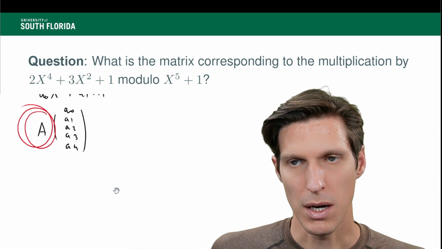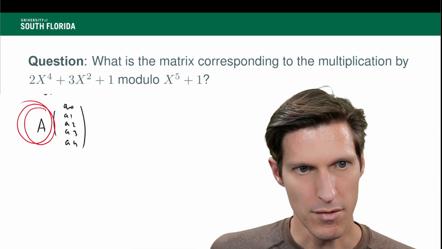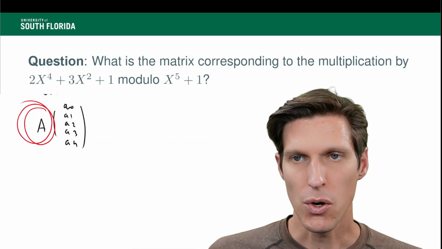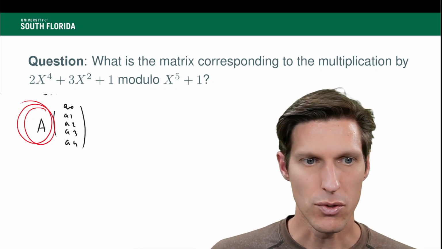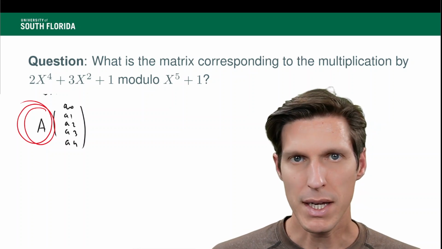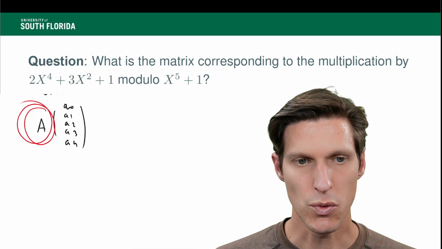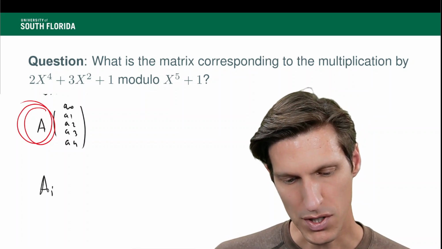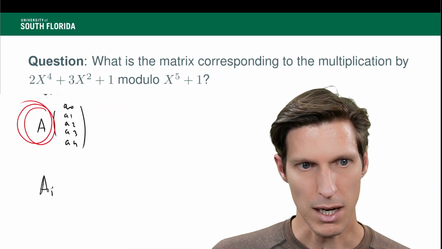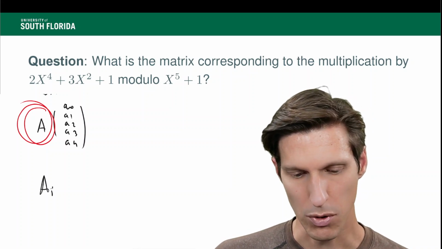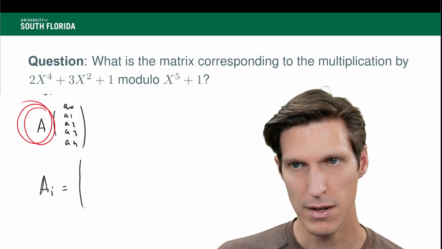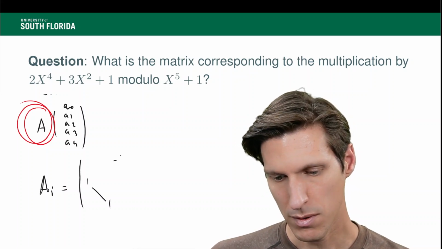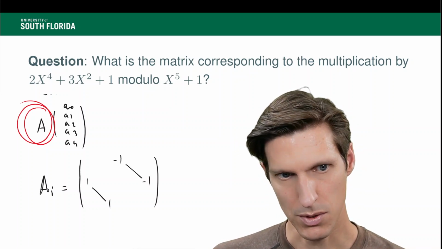So here is the situation. You're interested in the multiplication by 2x^4 plus 3x^2 plus 1. You can break this down as multiplication by x^4, x^3, x^2, x^1, x^0. The way it works is with circulant matrices. The multiplication by x^i mod x^n plus 1, and it works for any n, here n equals 5, is a matrix of this form: a block of identity and a block of minus identity, and zeros elsewhere.